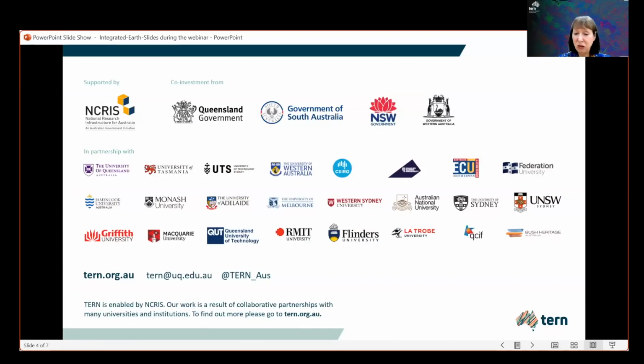TERN is not just a single entity, it's actually made up of many partnerships, and funding comes from the Australian government and several of the state governments and many, many institutions. It wouldn't be possible without that very large collaborative effort.